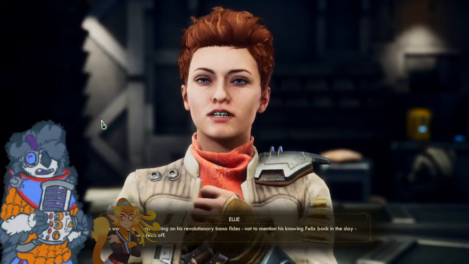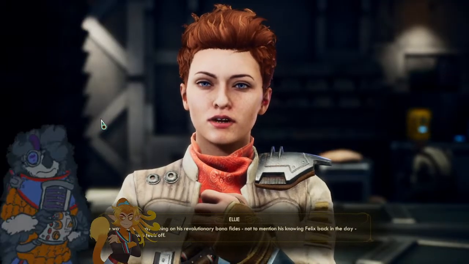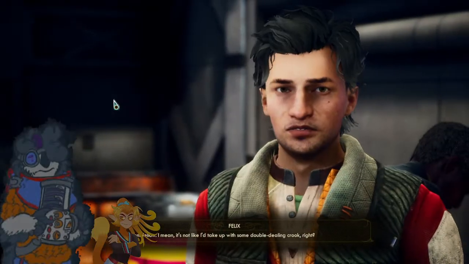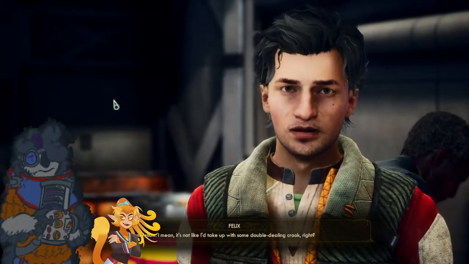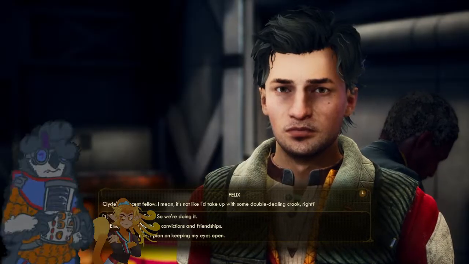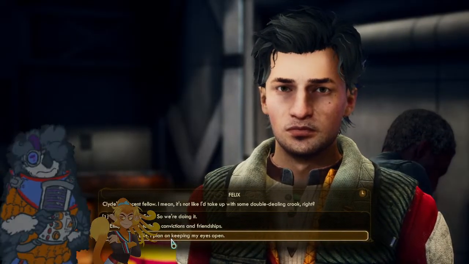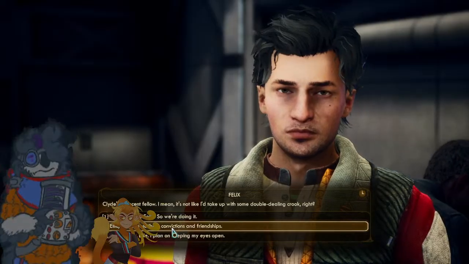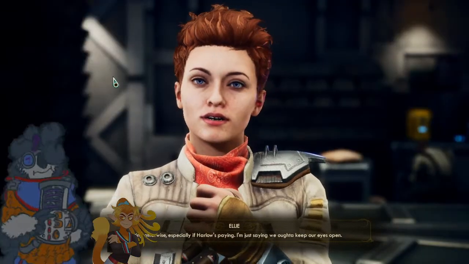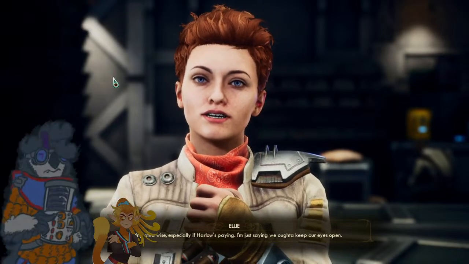Don't do that. The way Harlow is leaning on his revolutionary bona fides, not to mention his knowing Felix back in the day, something about it feels off. Clyde's a decent fellow. I mean, it's not like I'd take up with some double-dealing crook, right? I'm not suggesting otherwise, especially if Harlow's paying. I'm just saying we ought to keep our eyes open.